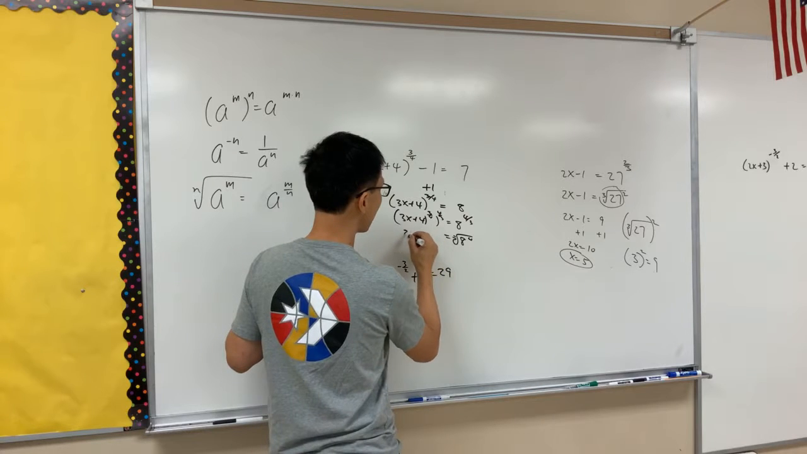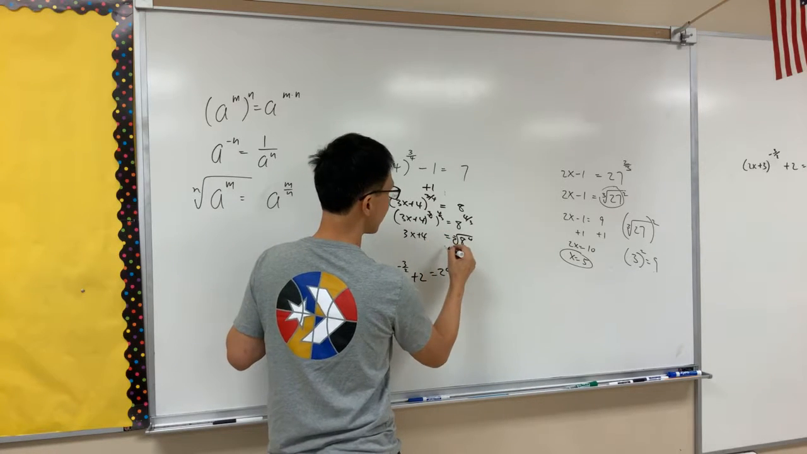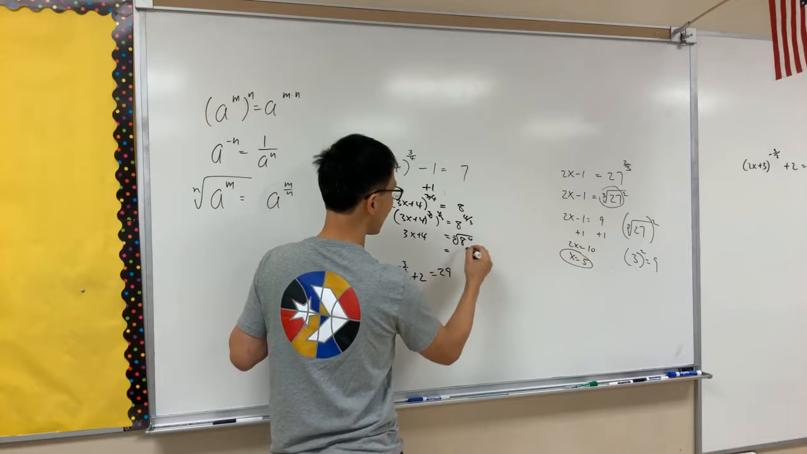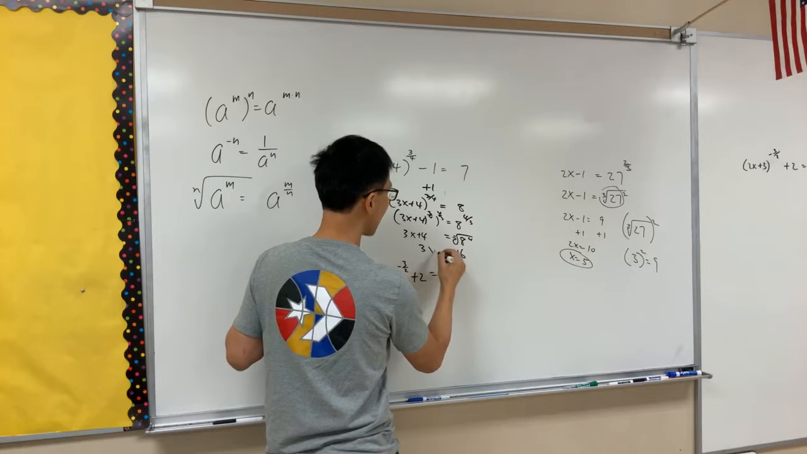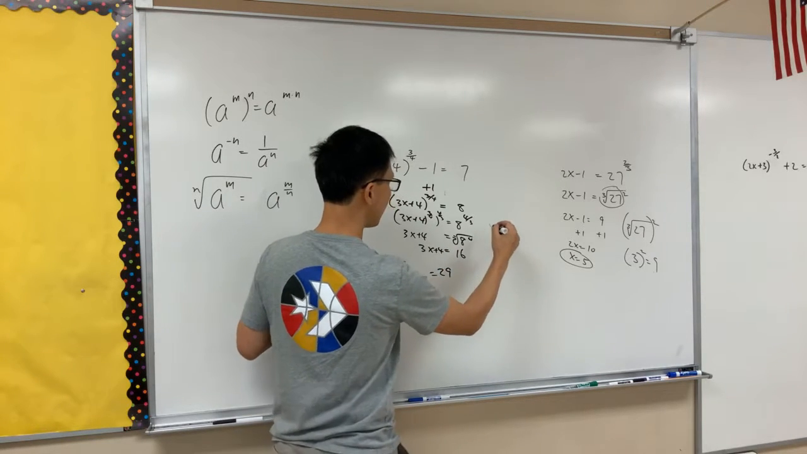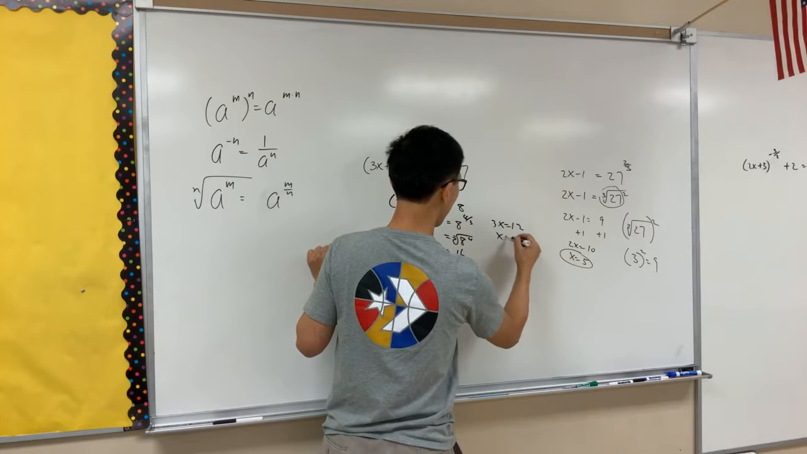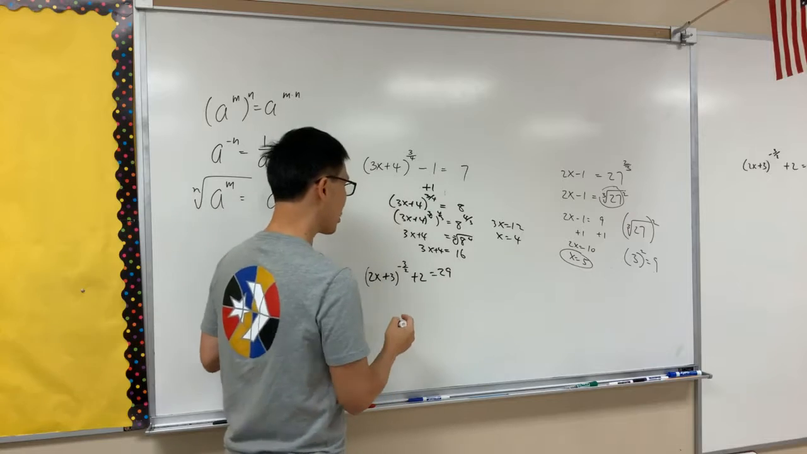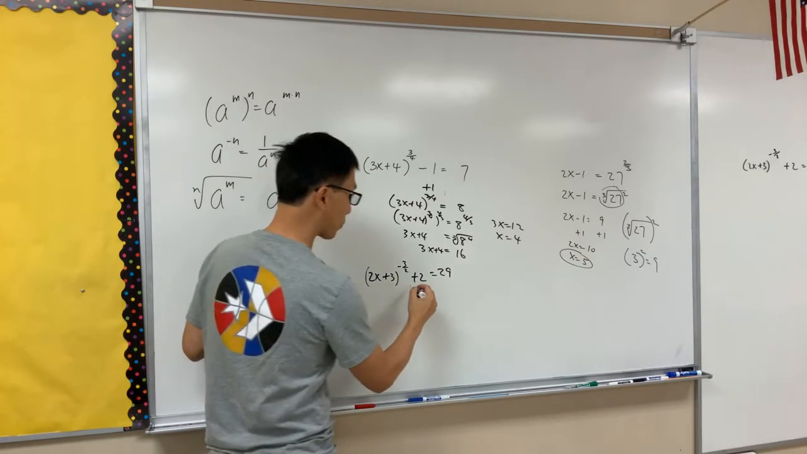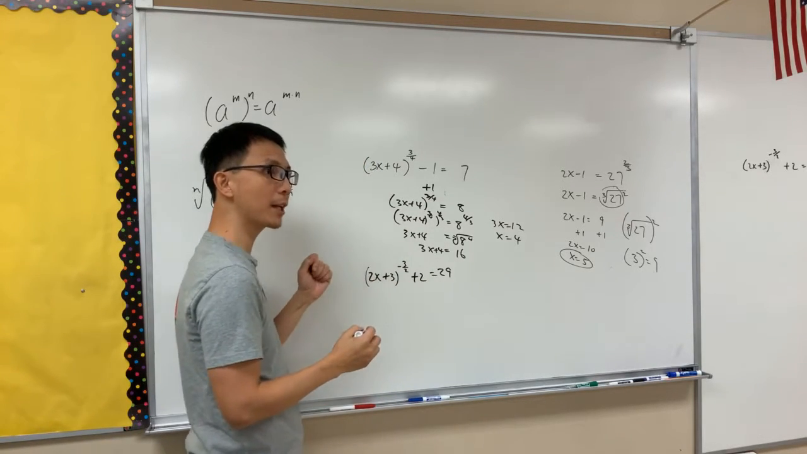Right? It'll be 3x plus 4. So in this case, it's going to be 2 times 4 is 16. 3x plus 4. And then 3x equal to 12. And then x equal to 4. This one I'm going to do is subtract 2. Guys, I'm going to show you how to do the second one.